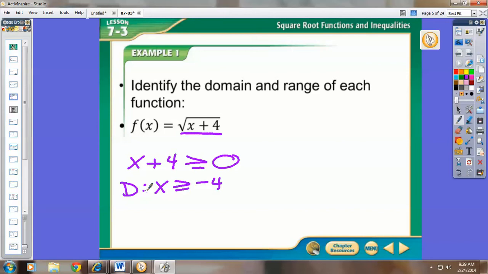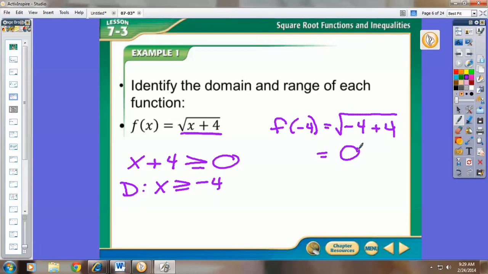So let's move to our outputs. If negative 4 is the smallest number I can put in, let's figure out what the smallest or largest, depending on our graph, number we're going to get out is going to be. So let's find f of negative 4. Negative 4 plus 4 is 0, and the square root of 0 is 0.